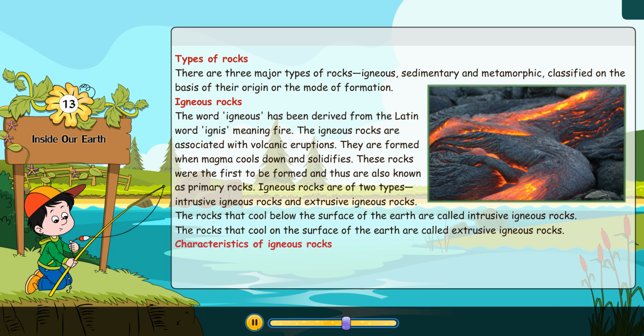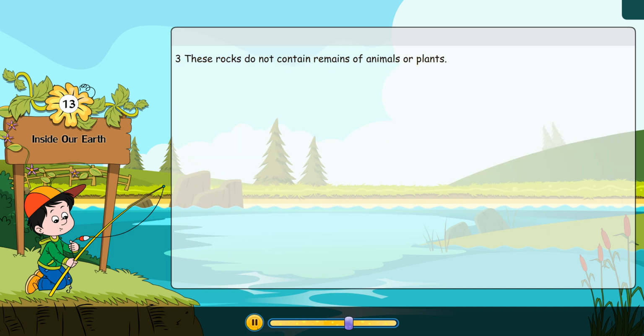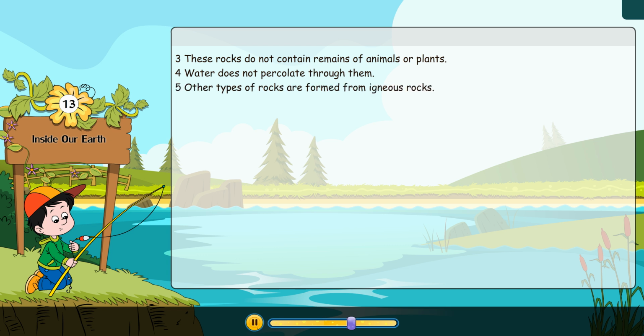Characteristics of igneous rocks. These rocks are hard and compact. These rocks do not occur in distinct layers. These rocks do not contain remains of animals or plants. Water does not percolate through them. Other types of rocks are formed from igneous rocks. Important minerals found in these rocks include iron, gold, silver, and aluminium.